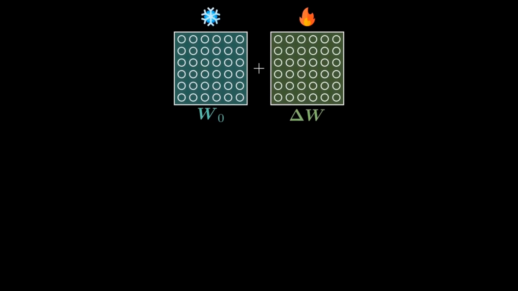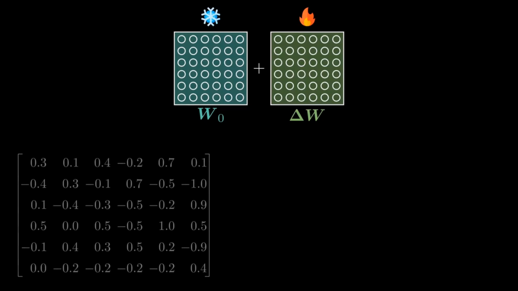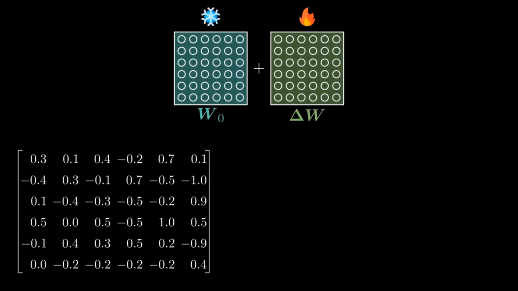The key idea is to assume that this correction matrix, delta W, has a low-rank structure. The task may require moving the model only in a small number of important directions. Here is an example. We have a 6x6 weight matrix. There are a total of 36 numbers.